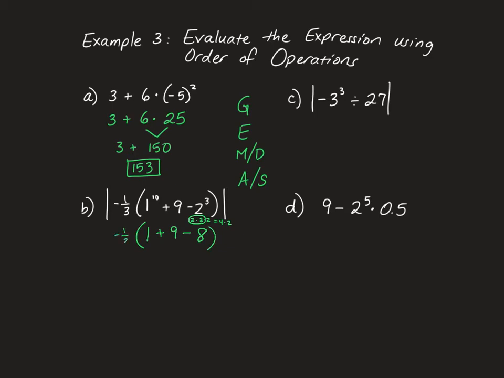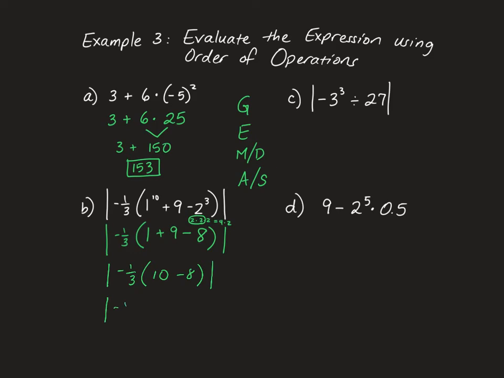I still have the 1/3 out here, and I still have my absolute value out there. Okay, I'm still working inside this grouping. I'm not finished yet, so I still need to do what's left here. So I'm going to do my addition and then my subtraction. Remember, we work from left to right. So we have the absolute value of negative 1/3, and then 1 plus 9 is 10, and I still have minus 8.